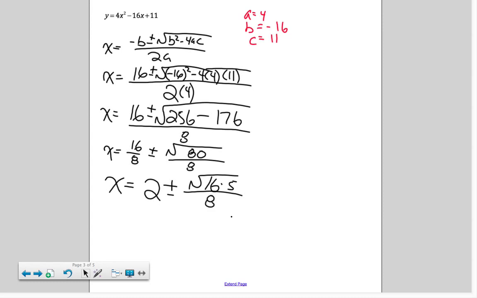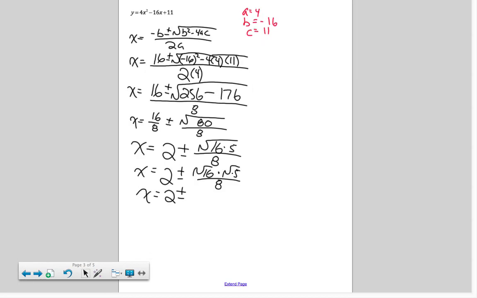Why would you just drop it down? You should just divide. Why did you do the 16 times 5? Because, what's the square root of 16? So I could take out the square root of 16. So this is really the square root of 16 times the square root of 5 over 8.